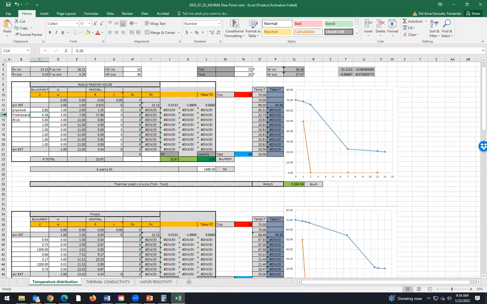Here the temperature before the fiberboard is 65, and after the fiberboard it is 22. So this is 65 and this is 22. The steep slope happens when we have the thermal insulating material.